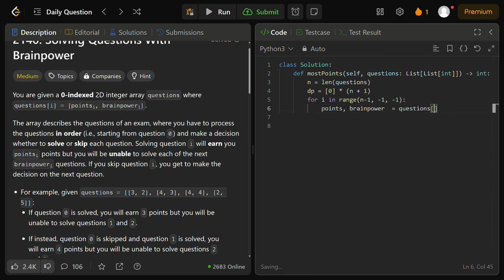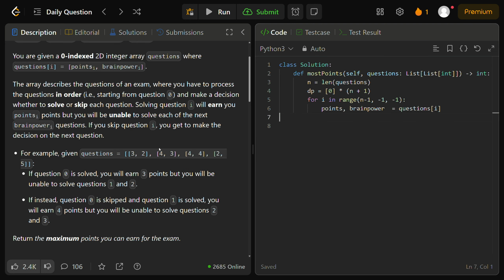This, I believe, is called unpacking in Python. Basically, we're extracting two values from the current index in the input array questions. What's important is that questions is a 2D array. Again, for each question, we have two values in that sublist for that specific sub-index. We have the points, which is the initial value, and we have the brain power, which is the number of elements or questions we skip if we choose this question.